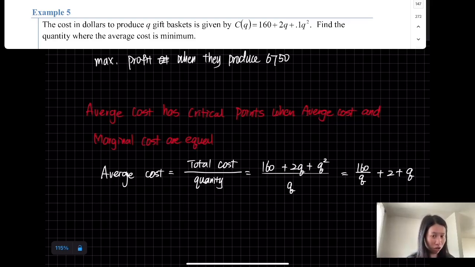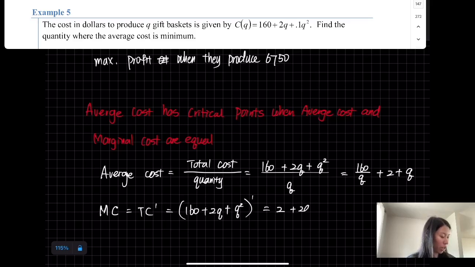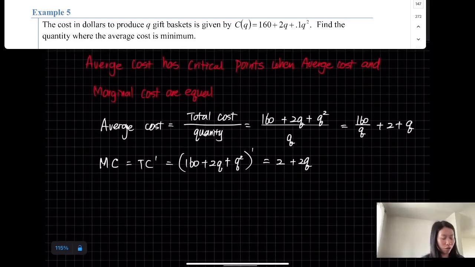And then what is the marginal cost? Well, the marginal cost is equal to the first derivative of the total cost, right? So I want to take the first derivative of the total cost, which is 160 plus 2Q plus Q squared. This equals 2 plus 2Q. So now we have the average cost and the marginal cost. When these two are equal, we will find our minimum average cost.